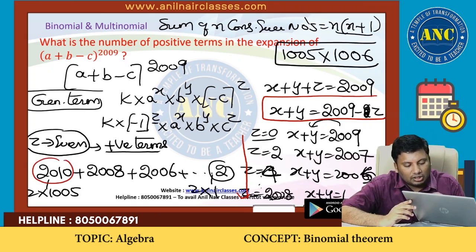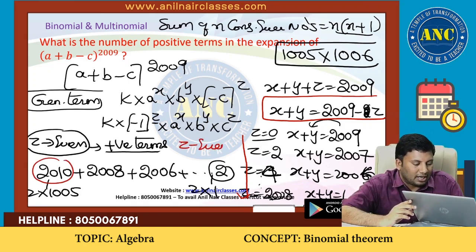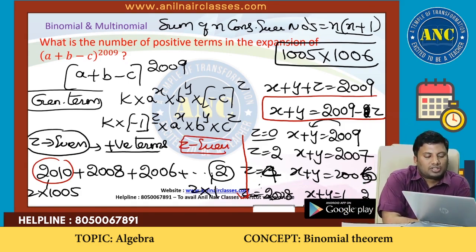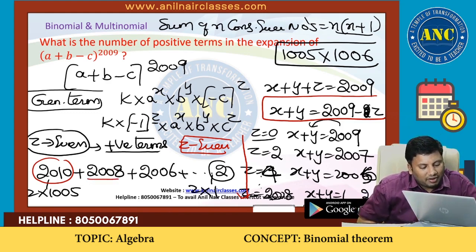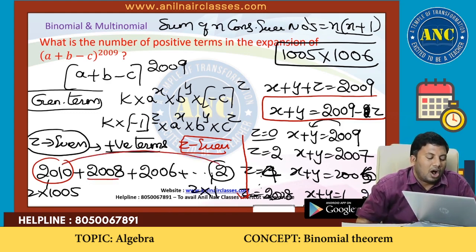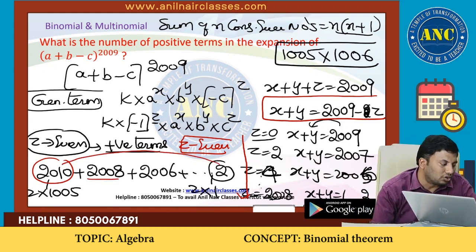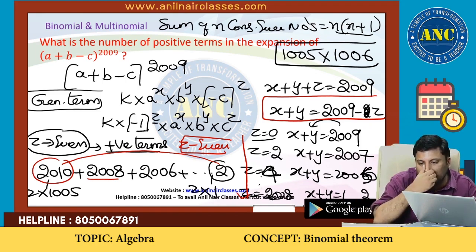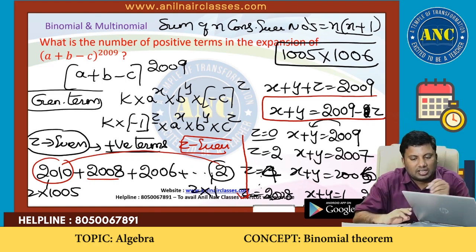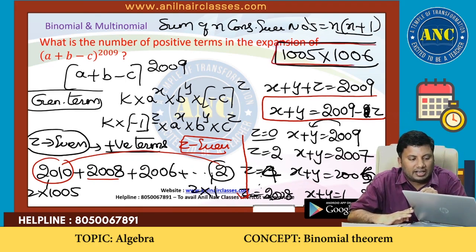Z is 2 because z is an even number. For z equal to 2, x plus y is 2007, so 2008 terms. From 2 to 2010, all are even numbers. Sum of n consecutive even numbers is given by n into n plus 1. So 1005 into 1006. I hope the idea is clear.